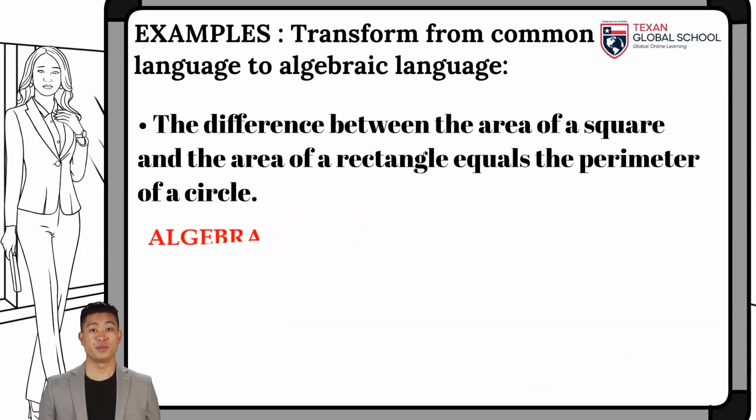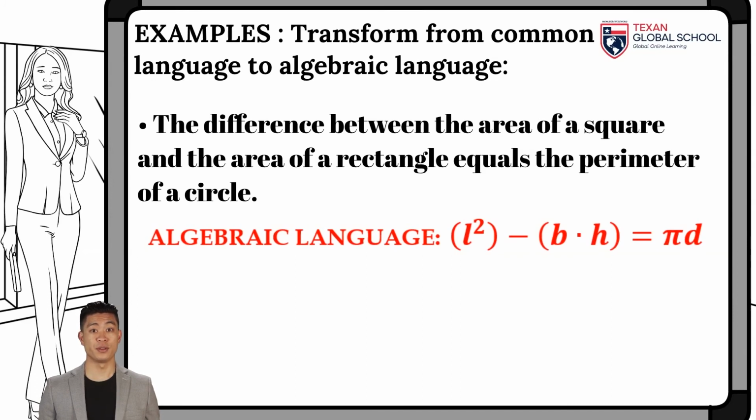Finally, the difference between the area of a square and the area of a rectangle equals the perimeter of a circle. That is, L as the length squared minus b as the base times the h height equals pi times diameter.